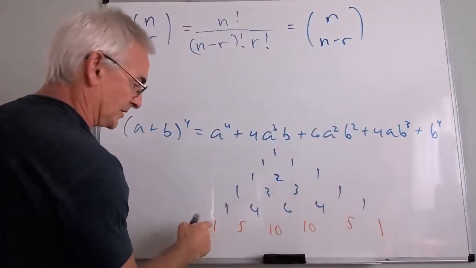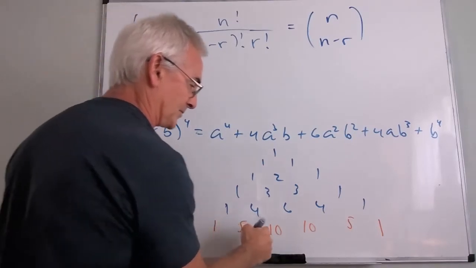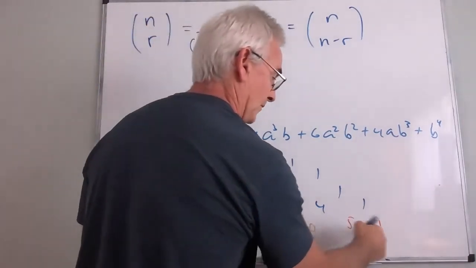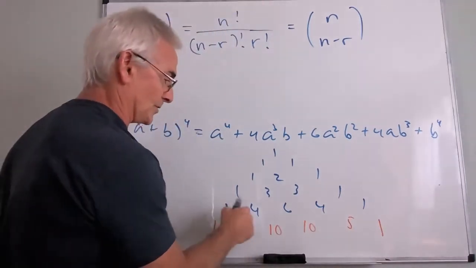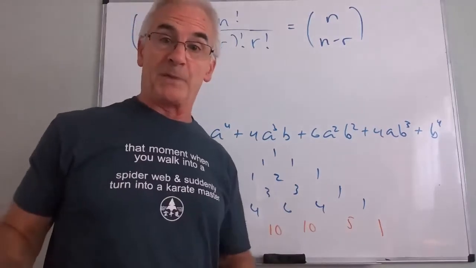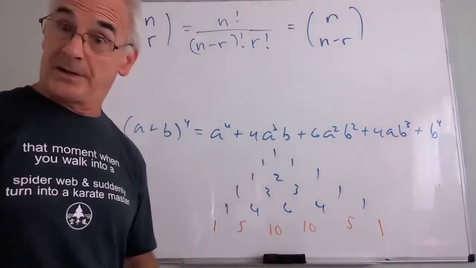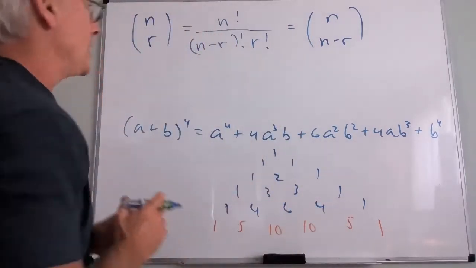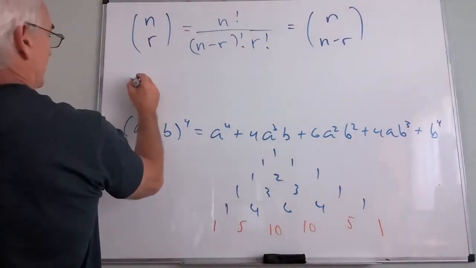So what is this? This is 5 choose 0, 5 choose 1, 5 choose 2, 5 choose 3, 5 choose 4, 5 choose 5. This is 4 choose 0, 1, 2, 3, and 4. Every number in the binomial expansion comes from this. That's very, very powerful. So there's actually a formula, believe it or not.